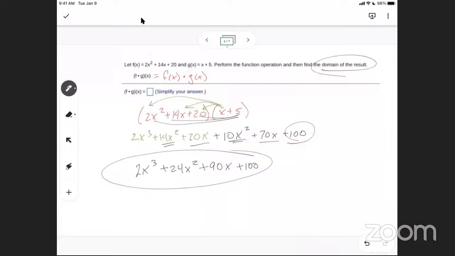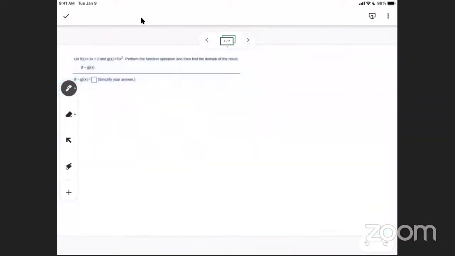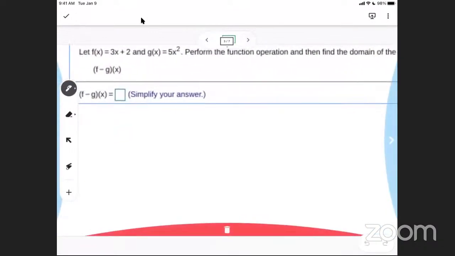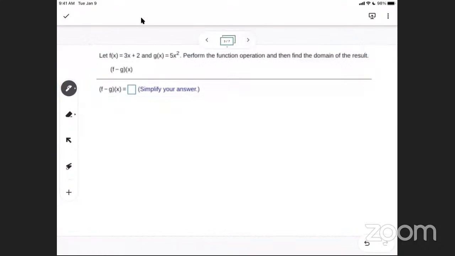All real numbers, because there's nothing you can't plug into that. All right, give me a good one. No, this isn't a good one. This is just subtraction. Same deal.